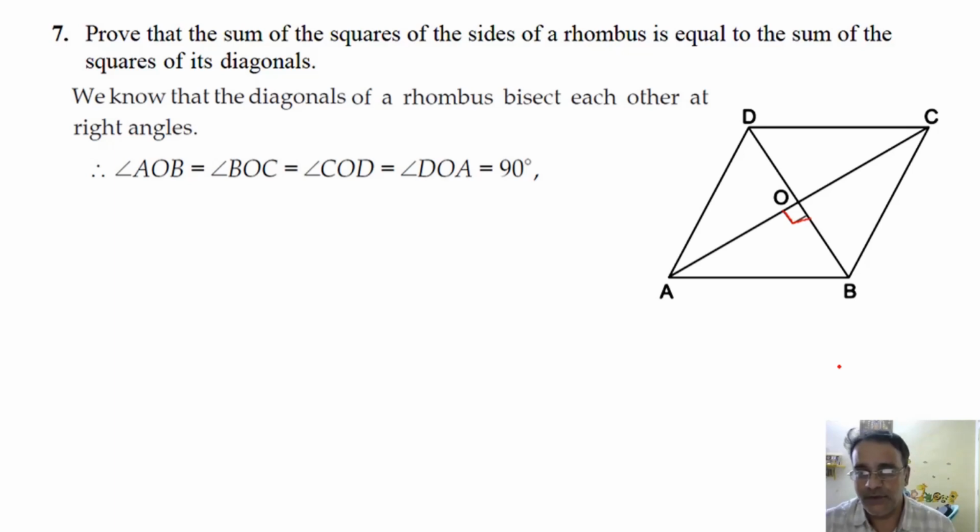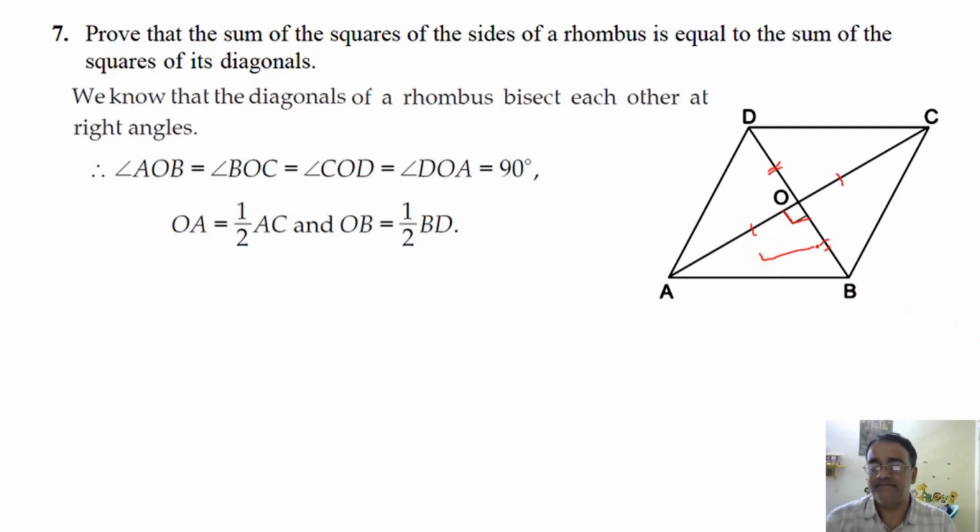So now what we can do, as we know that the diagonals bisect each other, these two sides are equal and these two sides are equal. We can write OA is equal to half of AC. Similarly, OB is half of BD. Now use this triangle and apply Pythagoras theorem.